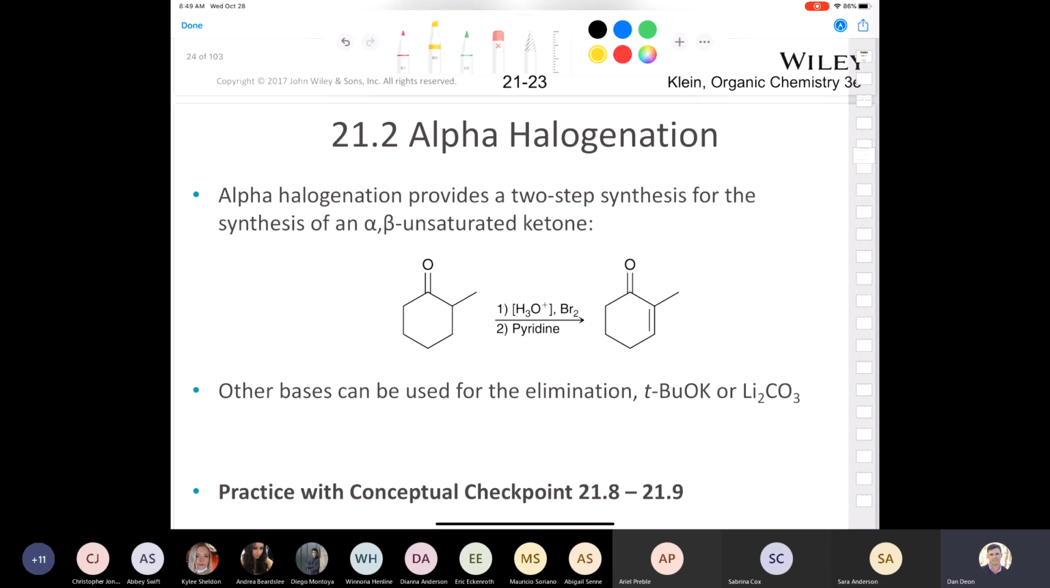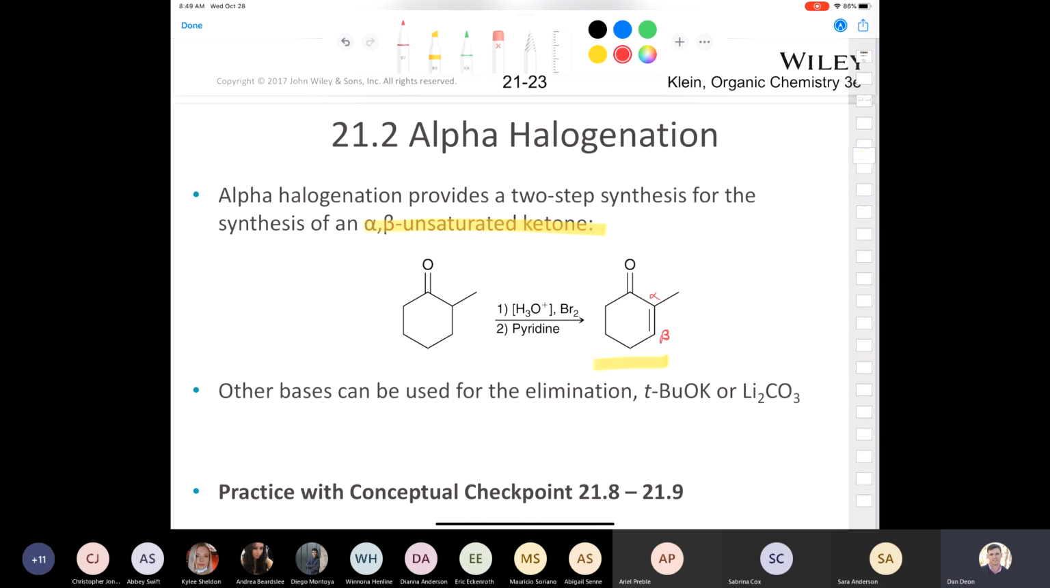This is an alpha beta unsaturated ketone right here. You know what unsaturation is, right? A double bond or a ring. And so we have our alpha carbon here and our beta carbon. So that's alpha beta unsaturated because there's a double bond between the alpha and beta carbon. Now, how is this formed? Well, you're simply eliminating bromine using a base in the second step.